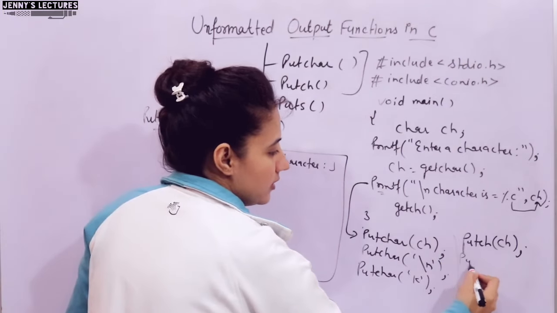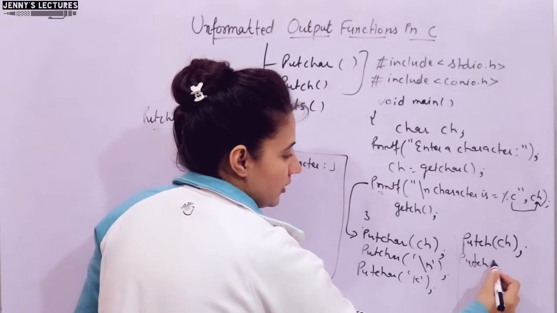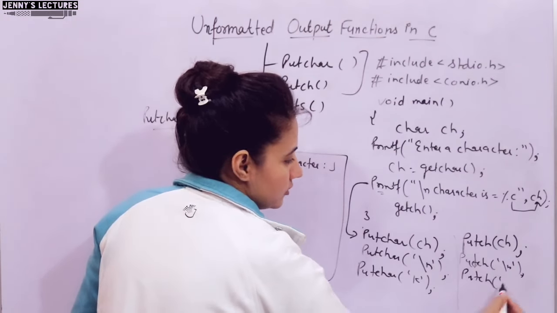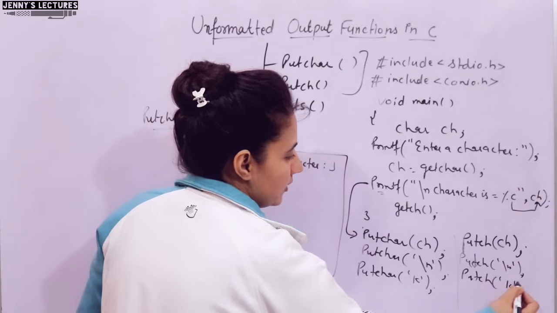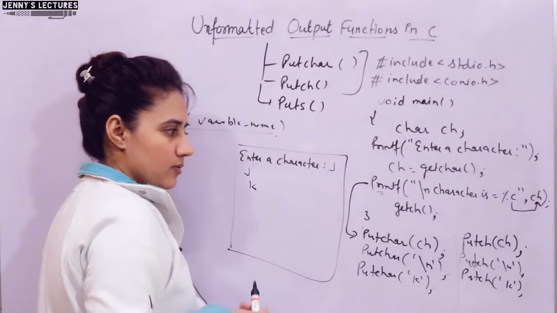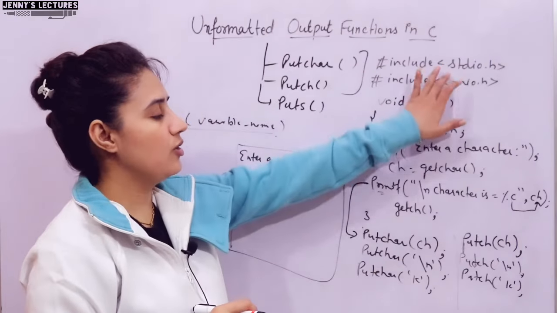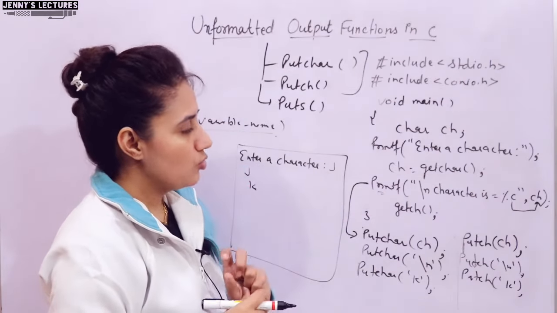And again you can write that backslash n here as well. You can also write putch just to print any character. Suppose I write k here, so that k would be printed, right? These have the same functioning; just this one is defined in stdio.h and this one is defined in conio.h.